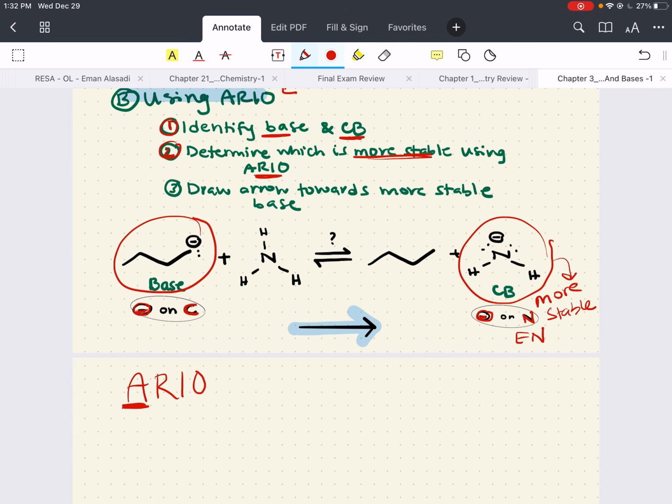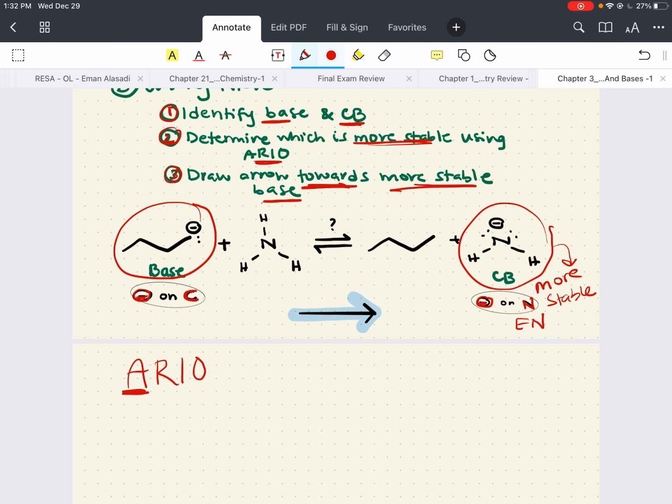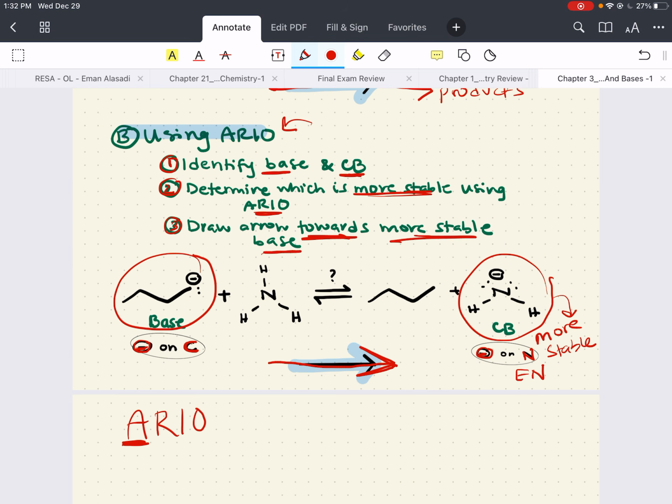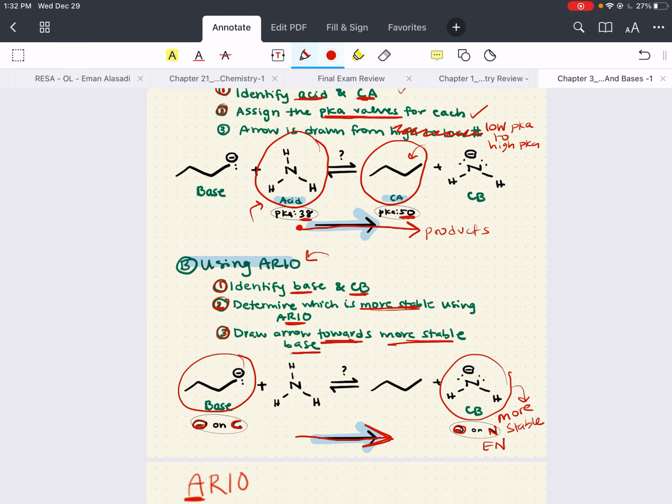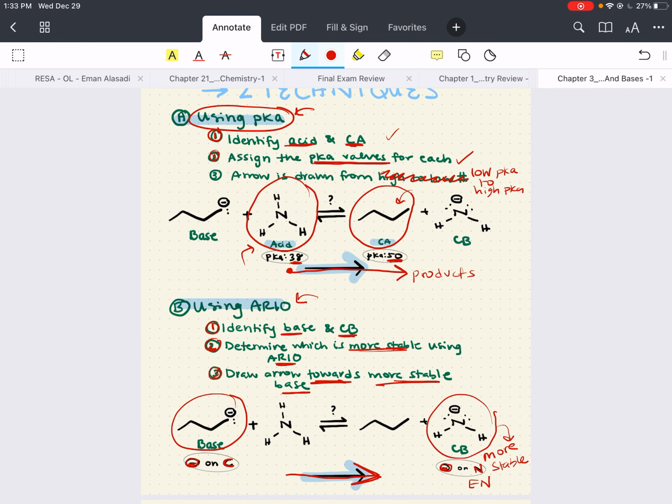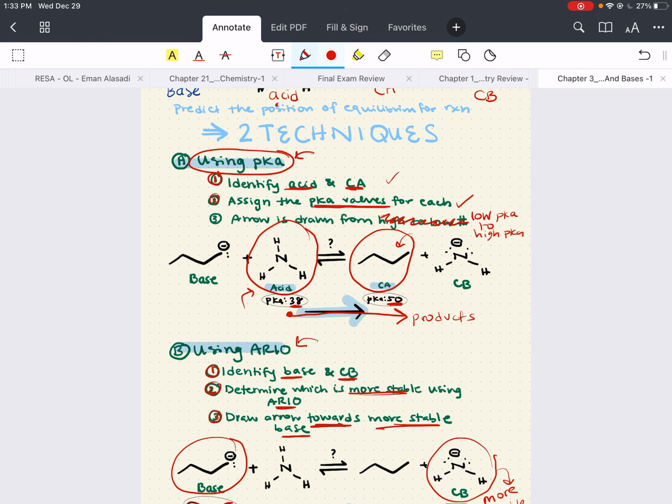And then your third step is you want to draw the arrow towards the more stable base. So since our conjugate base is more stable, we're going to draw our arrow towards the conjugate base. And so we're drawing our arrow towards the products. Our equilibrium lies towards the products. And look how, using either method, our pKa method or our OREO method, we reach the same answer in regards to predicting the position of equilibrium for this reaction.